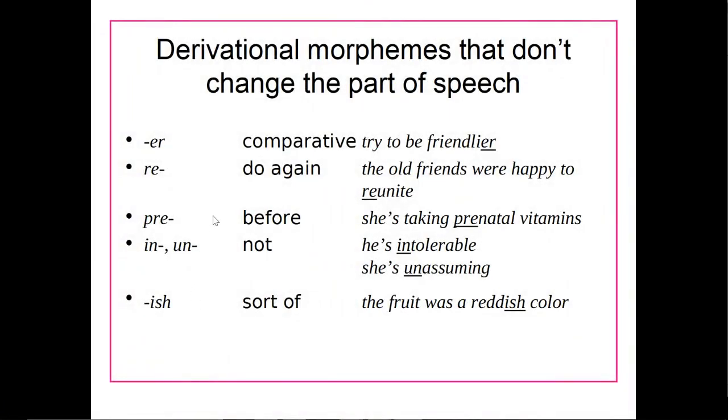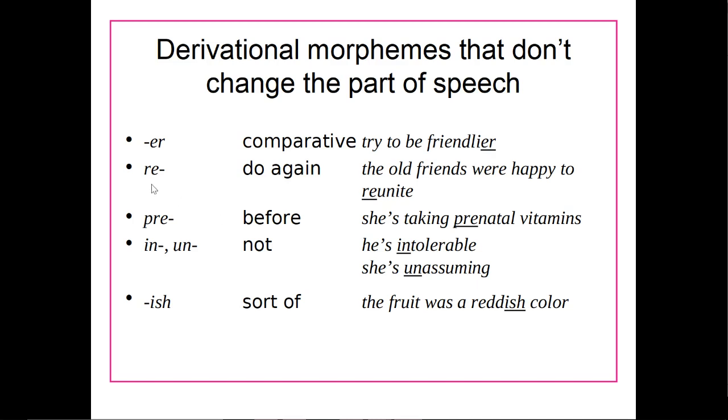Some derivational morphemes don't change the part of speech, but they do change the meaning. So the -er is a comparative that can change an adjective to an adjective. Even though we are changing an adjective to an adjective, we're still changing the meaning, even though the part of speech isn't changing. So friendly does not mean the same thing as friendlier.